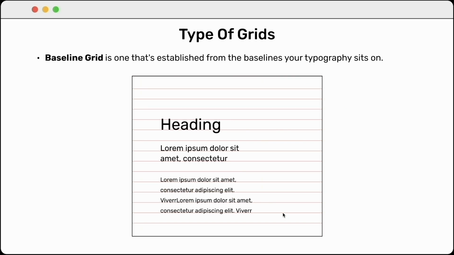The next type of grid is baseline grid. It is used to align the text. In the example, you can see text is aligned with the help of baseline grid. This grid is used to place the text with high precision.